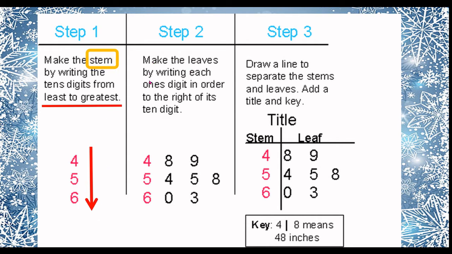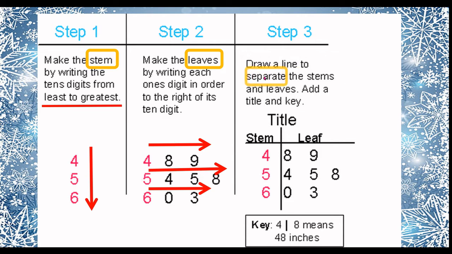After that, make the leaf by writing each one digit in order to the right of its 10. Okay, after we got the 10 digit, after that we must draw the leaf. How is the leaf going to be drawn? You must put it next to them. Okay, secara kiri ke kanan, left to right. So like 48, 49. Okay, 54, 55.